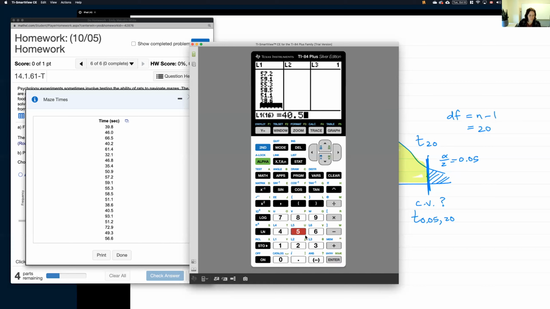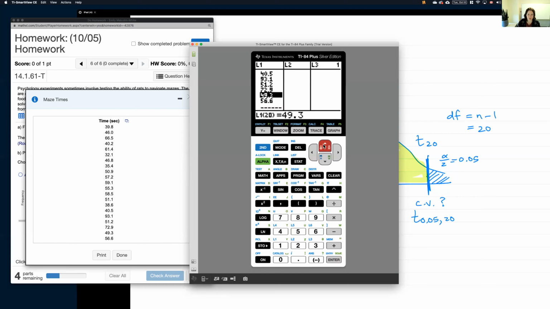40.5, 93.1, 51.2, 72.9, 49.3, and 50, oops, not 40, 56.6. Okay, so fingers crossed I've entered them all in right. Maybe I'll just double check them.